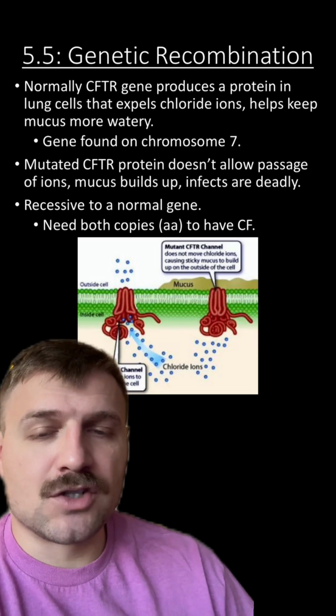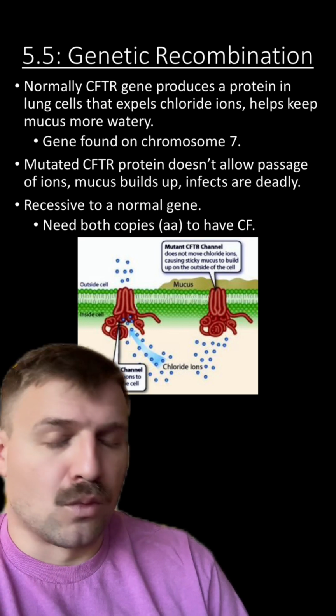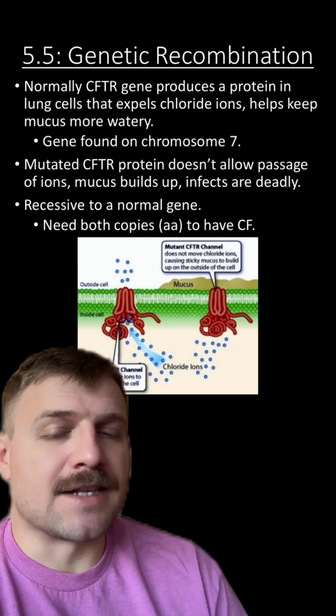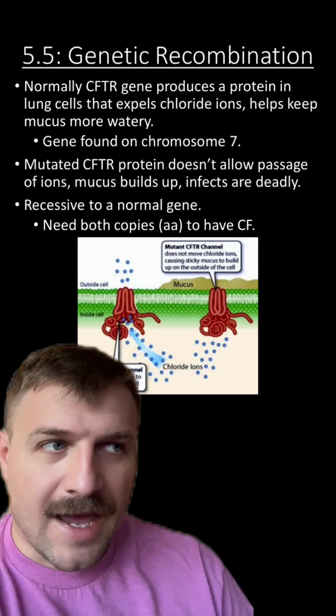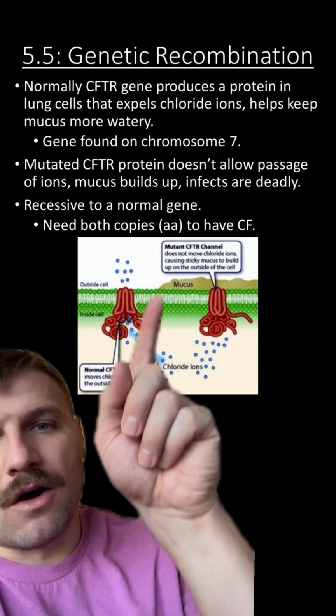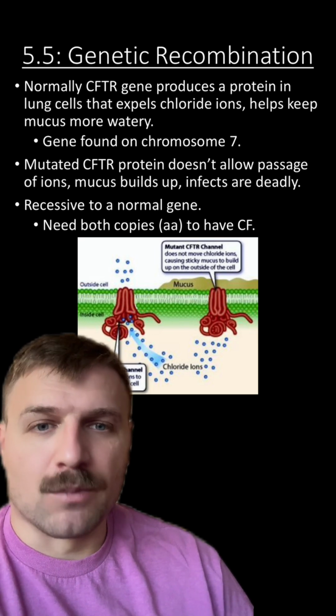So the recessive gene, or the mutated version of the gene, is the small recessive letter. If an individual has at least one of the dominant or normal CFTR genes, they won't have this disorder. Only people that are little a, or homozygous recessive, will have that cystic fibrosis disorder.